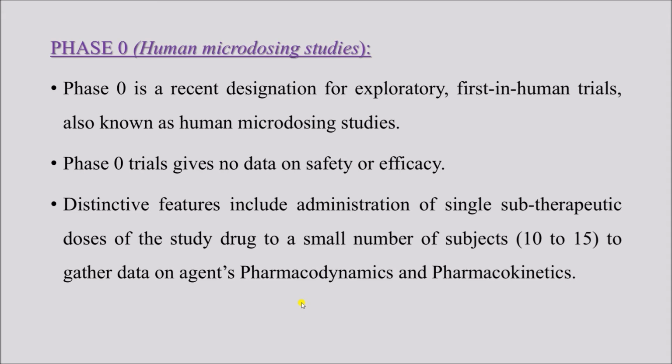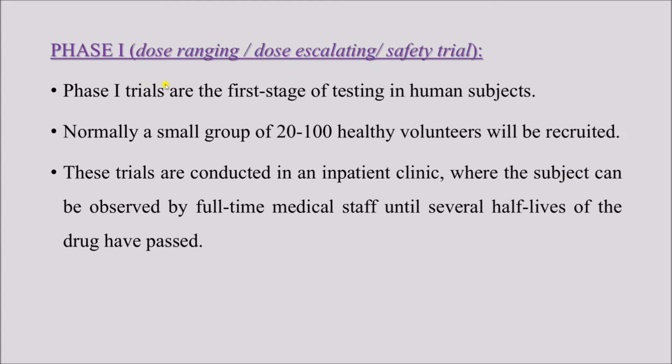So basically how the drug works in our body, that we try to find out in phase 0 by applying a subtherapeutic dose of the drug in a small number of subjects. After this we start phase 1. Phase 1 trials are the first stage of testing in human subjects. Normally a small group of 20 to 100 healthy volunteers will be recruited.